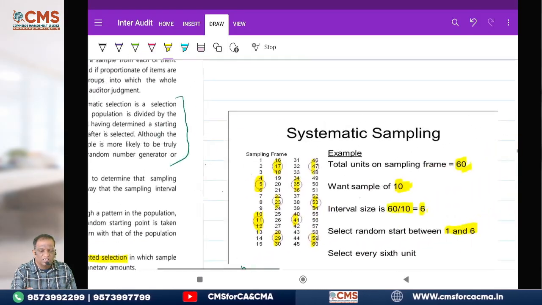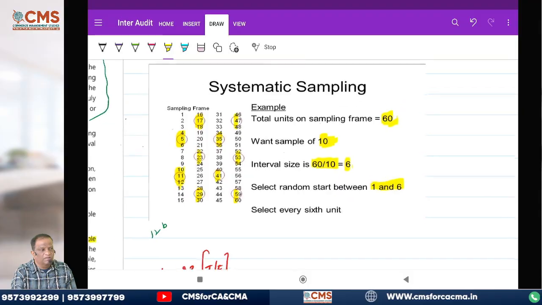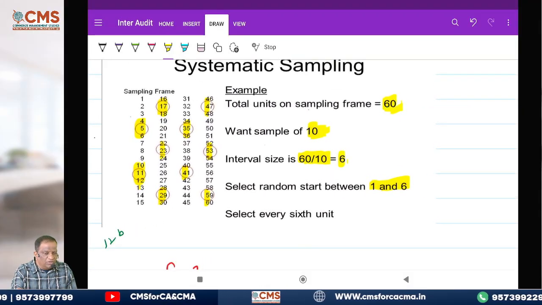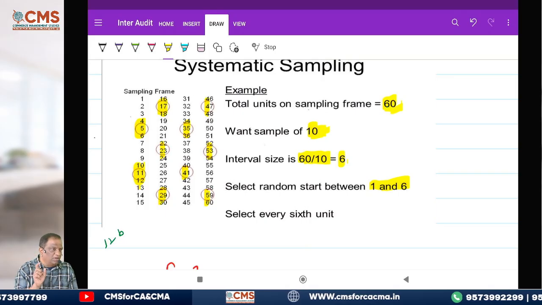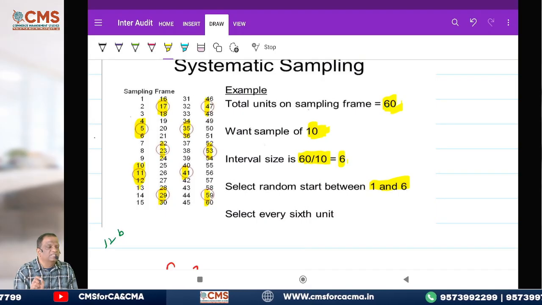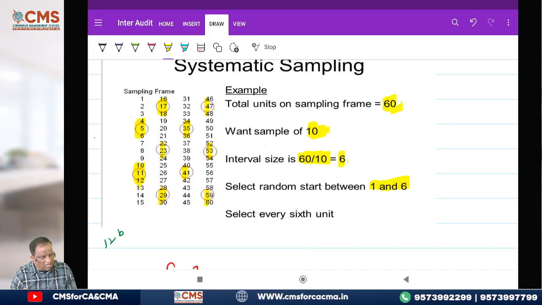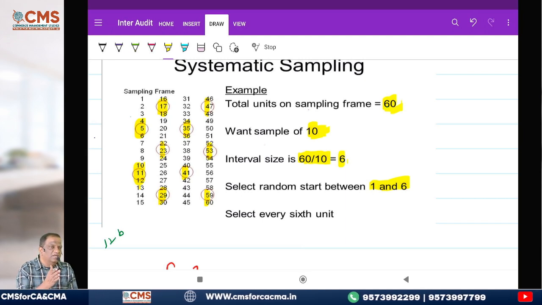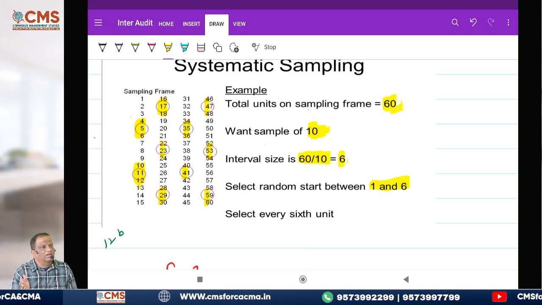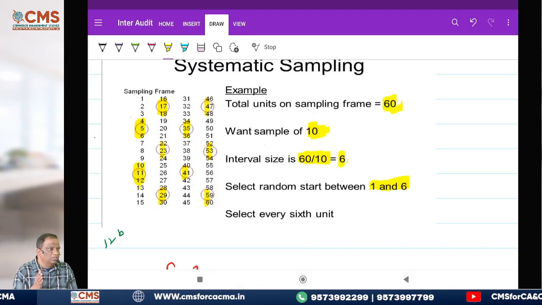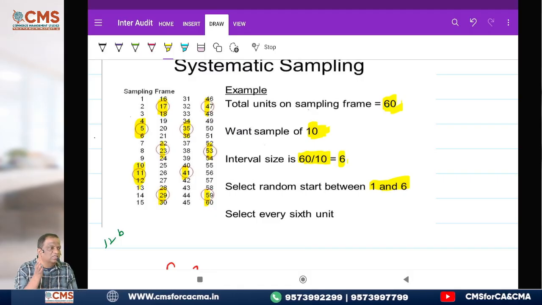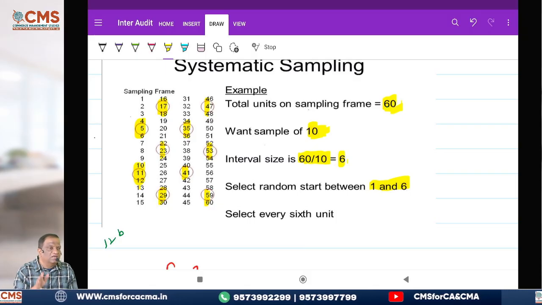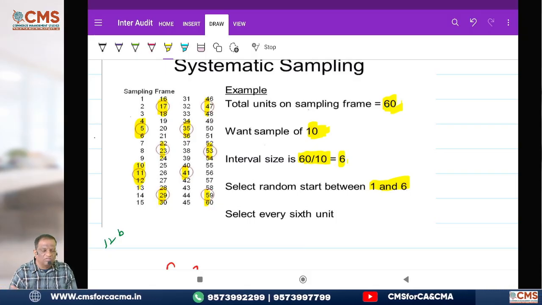So in this, like in the diagram that you can see, what you are going to do first is identify the interval. How do I get the interval? Total population divided by the total sample size I want. That will give me the interval. Then what do I do? The first item I will select at random, and the second item I will get by adding the interval to it. If I add the interval to the second item, I will get the third item. Likewise I do it.